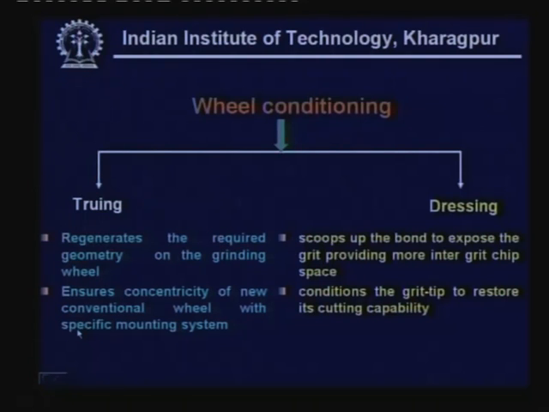Now, we go to the wheel conditioning section. Here we have either truing or dressing. Truing means getting the macro form on the wheel, and making the spinning axis properly aligned with the geometrical axis of the grinding wheel also comes under the purview of truing. And what is dressing? Dressing means opening up the wheel, that means making space for chip accommodation, and if we need some micro modification on the grit tip geometry, that is also done by dressing.